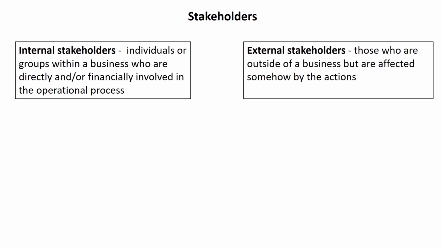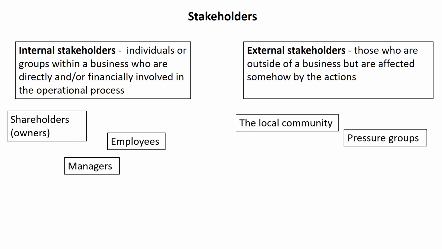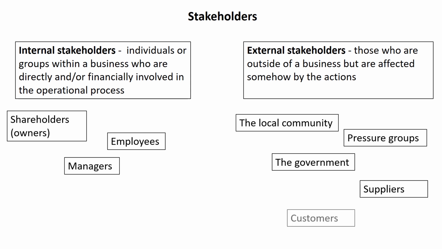There are internal stakeholders and external stakeholders. Internal stakeholders are individuals or groups within a business who are directly and/or financially involved in the operational process. Examples are shareholders and owners, employees, and managers. External stakeholders are those who are outside of a business but are somehow affected by the actions of the business. Examples are the local community, pressure groups, the government, suppliers, and customers.